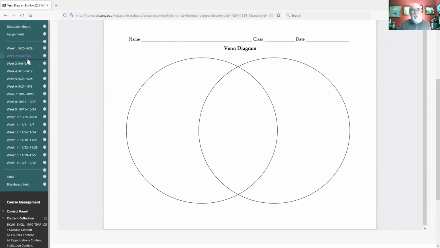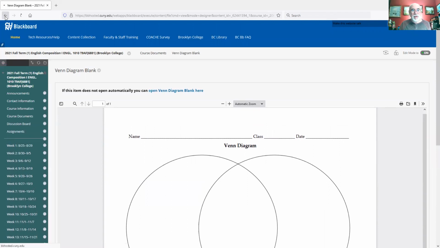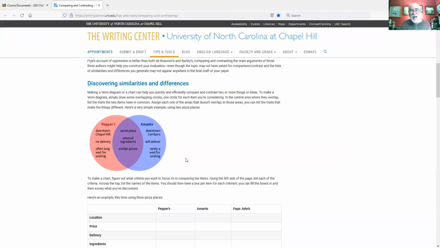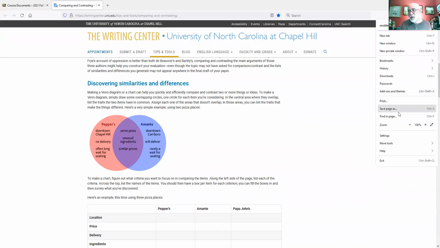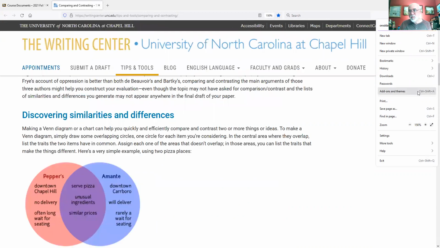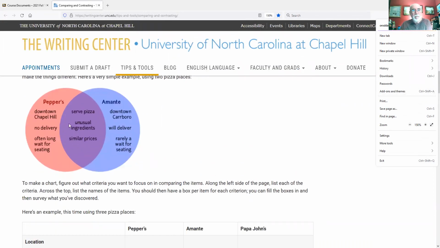Let me give you an example. Now I think it's time for that University of North Carolina page, because they have a simple one, and read this on your own time too. They have the two pizza joints. Maybe I can zoom in. Yeah, that's pretty good. You can see they both serve pizza, they both have unusual ingredients and similar prices, but Peppers is in downtown Chapel Hill, Amante downtown Carrboro. We're talking about North Carolina now. So you can see it's locations.